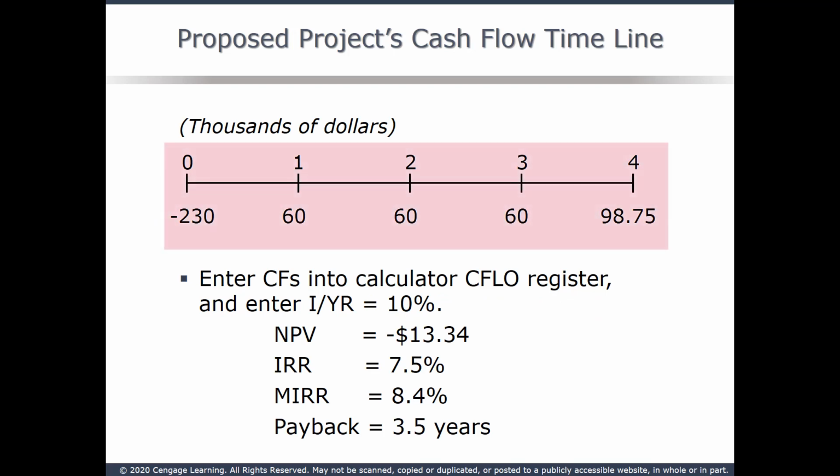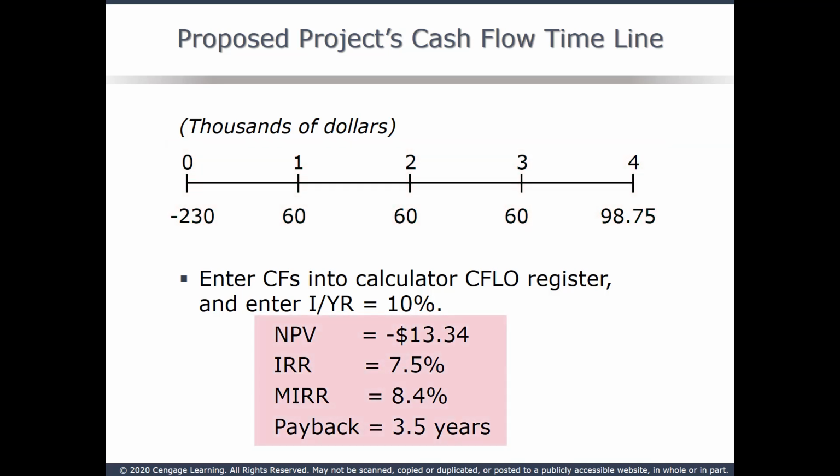Putting all the numbers we've come up with together on a timeline, we have the values we will use in the cash flow worksheet to find the NPV. NPV: minus $13.34 million. IRR: 7.5% versus the cost of capital of 10%. MIRR: 8.4%. Payback: 3.5 years. With these results, the project's a no-go.